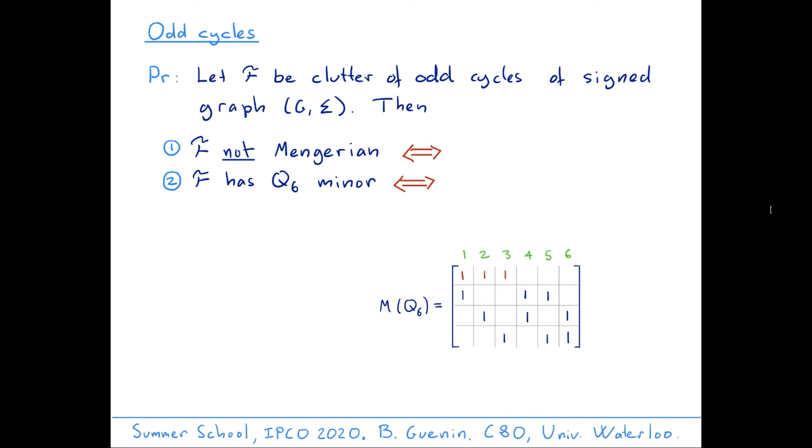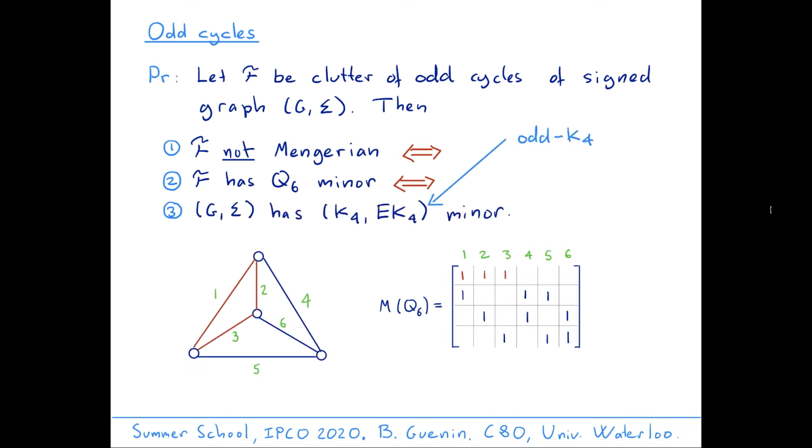Now, there's an equivalent way of characterizing the Mengerian property in this case, and that is to just look at the signed graph. So F is not Mengerian if and only if the signed graph contains as a minor odd K4, where odd K4 is just the graph K4 where every edge is odd. So why is this equivalent? Well, we've seen that taking minors in a clutter is equivalent to taking minors in a signed graph, so that proves the equivalence between 2 and 3.